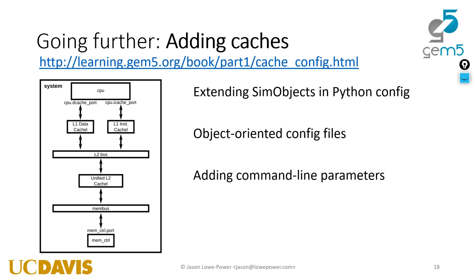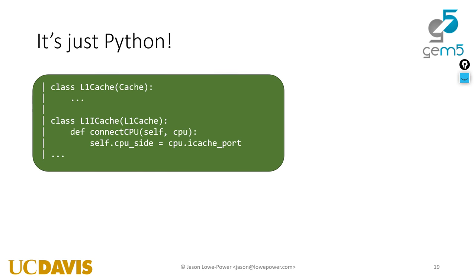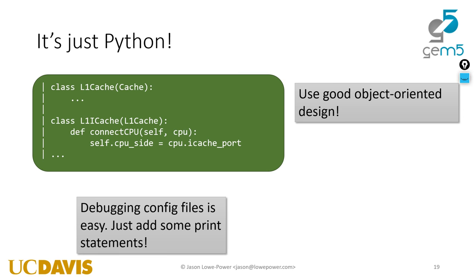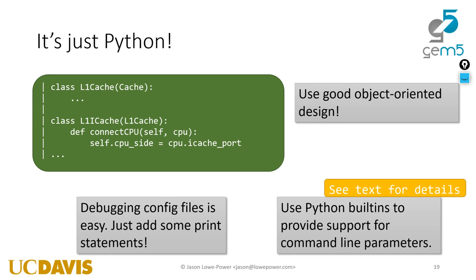So again, I strongly encourage you to use good object-oriented design in this. It makes it much easier to pick up and go when you start running your experiments. Again, this is just Python, so debugging these configuration files is really easy. Just throw in Python print statements. They're perfectly legal and they work. Or there is support for using the Python debugger, PDB, as well. I've never actually tried to use it, but I think it exists. The text of the book has details about how to add command line parameters as well.